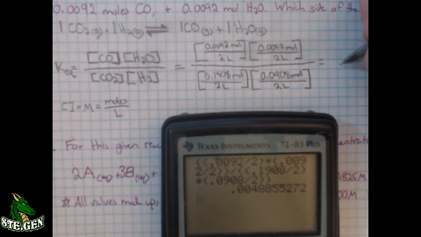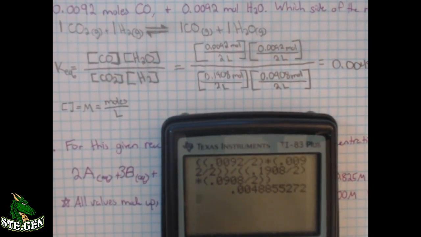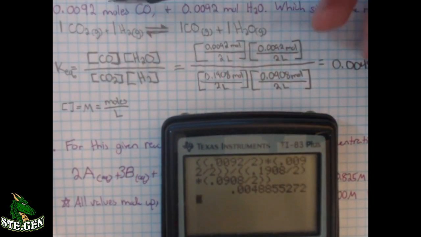All right, so we get an answer of 0.0048855272. Looking back at all of our sig figs, though, our lowest sig figs, now this one has 4, this one has 3, but these both only have 2.